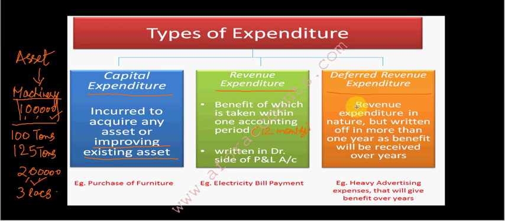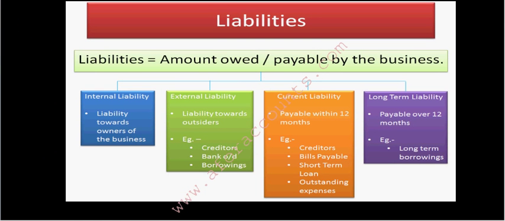Let's read on. Revenue expenditure in nature. What is the nature? The nature is of revenue expenditure and not capital, but written off over more than 1 year, as the benefit will be received over years. It is not finished in 1 year. Due to heavy advertisement, my product will be sold not only in the first year but also in the second, third, fourth and fifth year. So I need to proportionately take them over 5 years. For example, heavy advertising expenses that will give benefit over years are known as your deferred revenue expenditure. We'll learn the treatment, how to put it in your accounts, when we do the practicals.